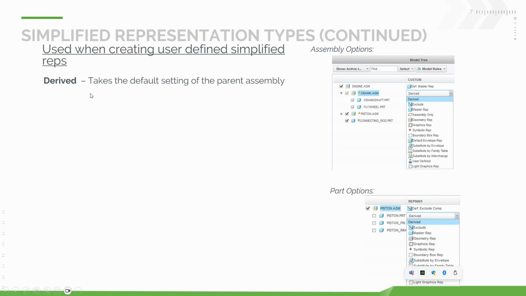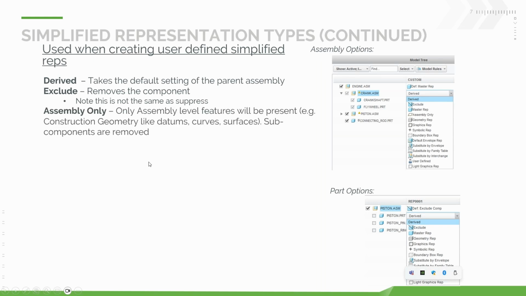So when we're defining these assemblies, we have the ability to do all these settings, and derive just means it's going to take whatever the setting is from above. Exclude means for this particular component or subassembly, let's remove it. And as it says there, this is not the same as suppress, because it works around the parent-child relationships.